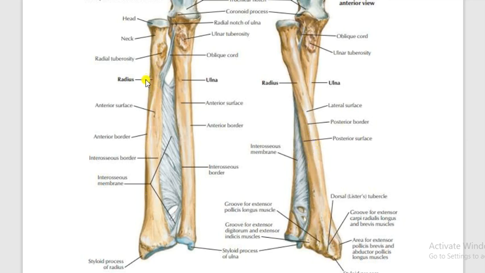Lateral surface is here. It is the lateral surface because it is lateral, away from the body. So this is the lateral surface, and then the posterior surface. This is the posterior surface here, between the interosseous border and the posterior border of the radius. So three borders and three surfaces.